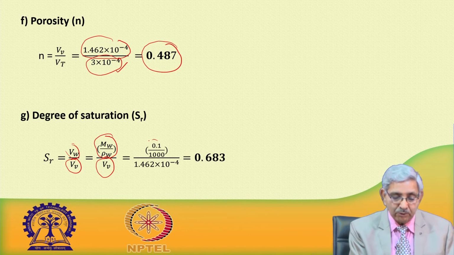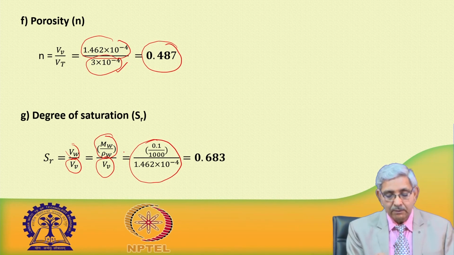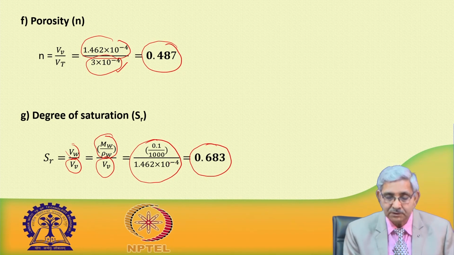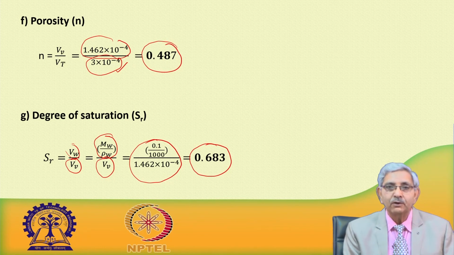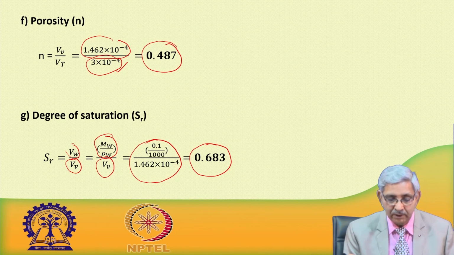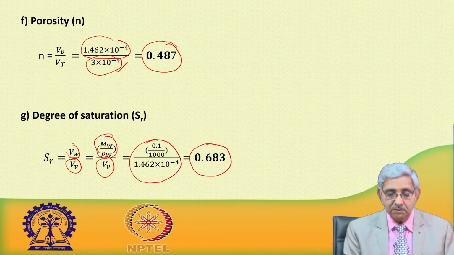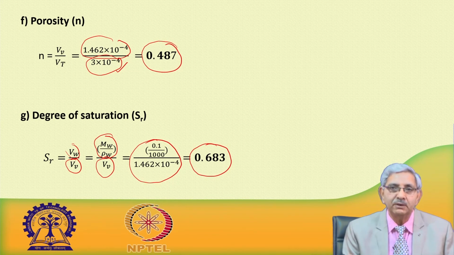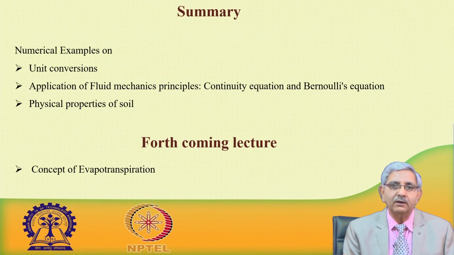When we work out the numerical substitution of these values, we get degree of saturation as 0.683. This means 68.3% is the saturation level in the given soil sample. This is an important value when we are dealing with various soil moisture constants, with a saturated soil sample, with field capacity, with wilting point or available water content.